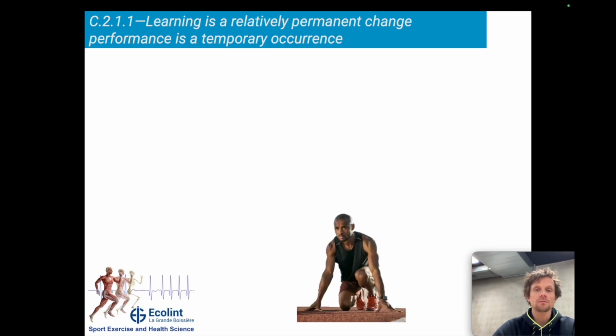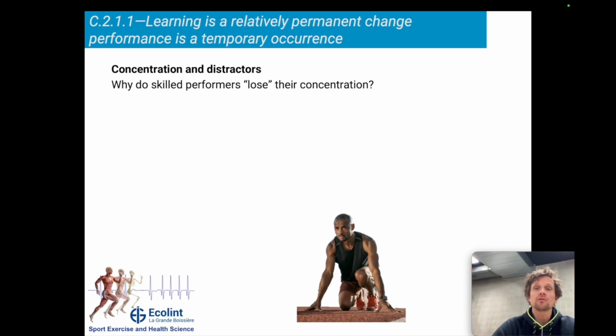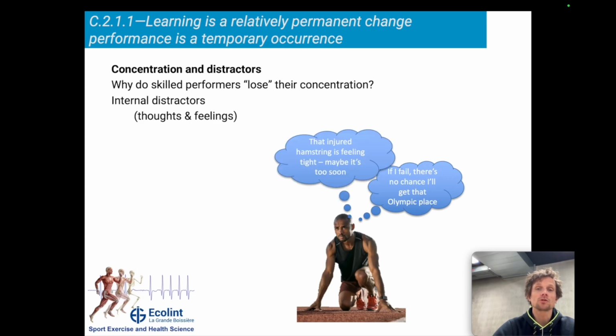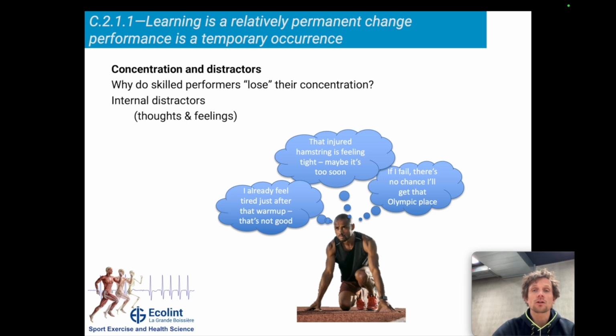Next up, let's consider the distractors which might end up influencing our concentration. We're going to be asking ourselves, why do skilled performers end up losing their concentration? This is a particularly serious problem when the performers are put under high levels of stress and pressure. We're going to split these into internal and external distractors, and we're going to start off looking at those internal distractors. These are, for example, our thoughts and our feelings, and we can see some examples of these now. We can see that these thoughts are negative and they're focused around questioning our potential for producing a positive outcome.